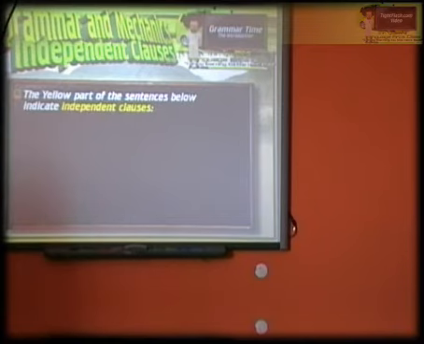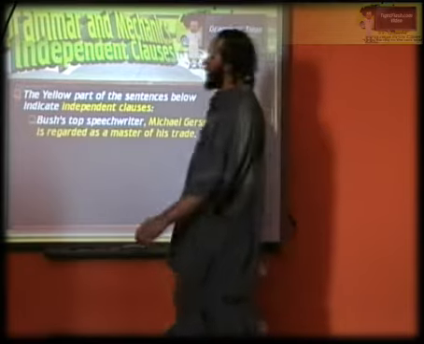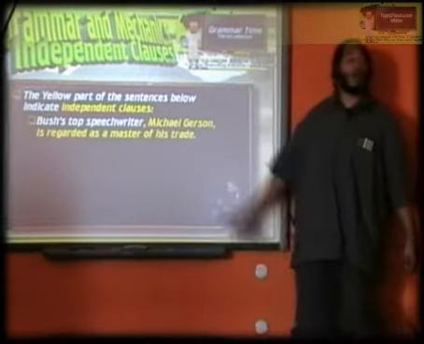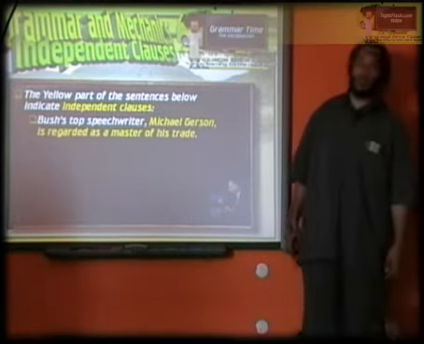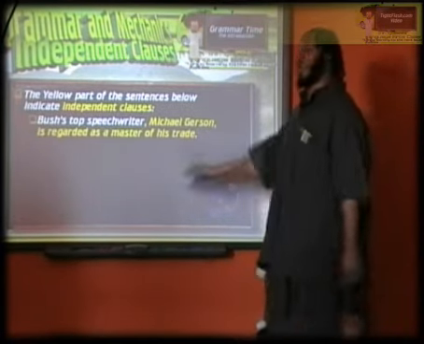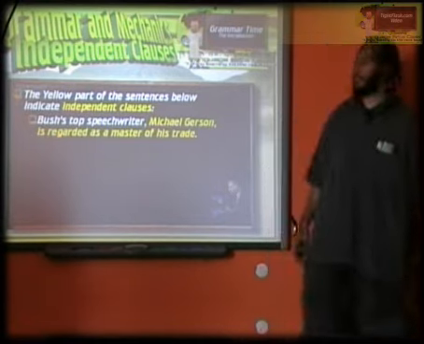Let's look at these sentences. The best way to learn something is to see examples. I like examples. Let's look at this example. This is a sentence. What's in yellow is an independent clause. So let's see how independent clauses look inside of sentences.